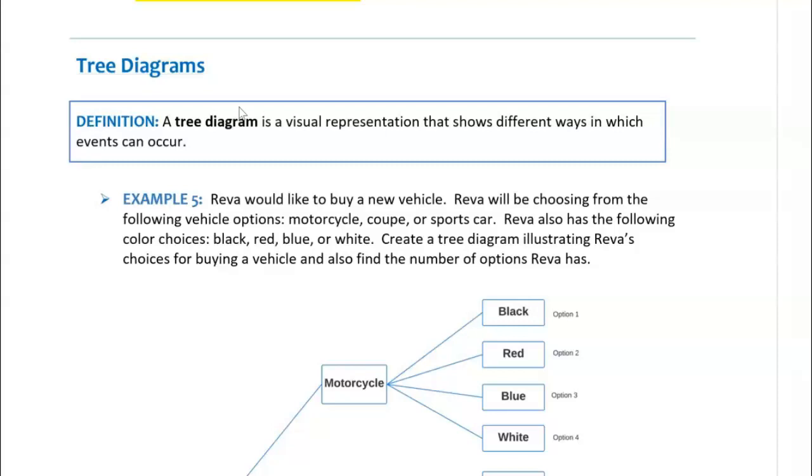So, to create the tree diagram, you start from a point, and since Reva has 3 vehicle options, we need to create 3 branches extending from the point that go to motorcycle, coupe, or sports car. Thereafter, since Reva has 4 color choices, from each of the vehicle options, extend 4 branches that lead to the 4 color choices: black, red, blue, or white.